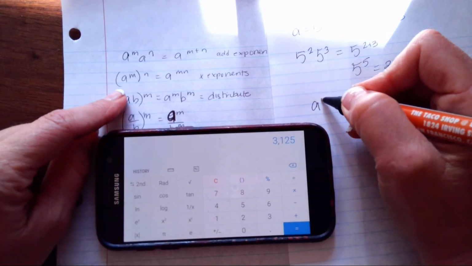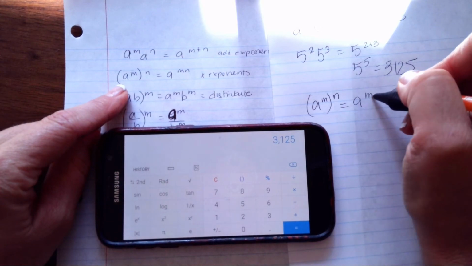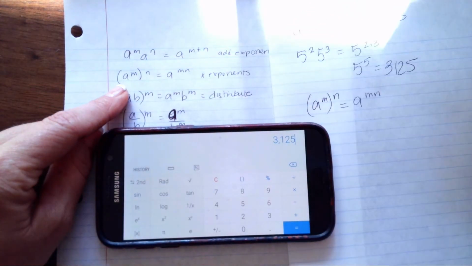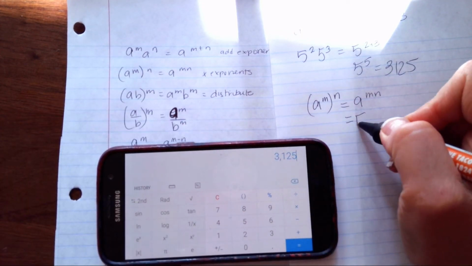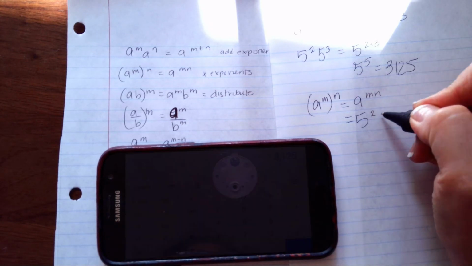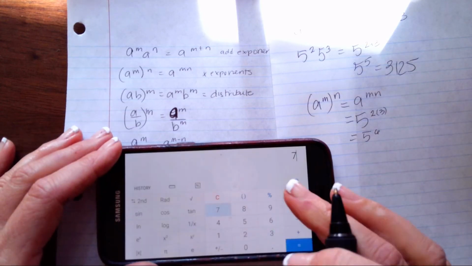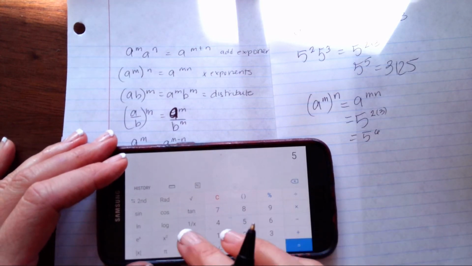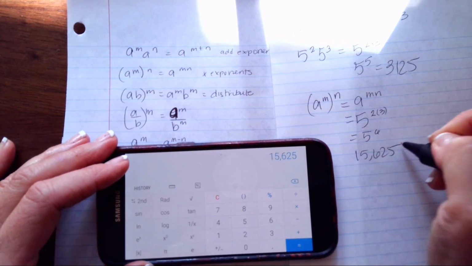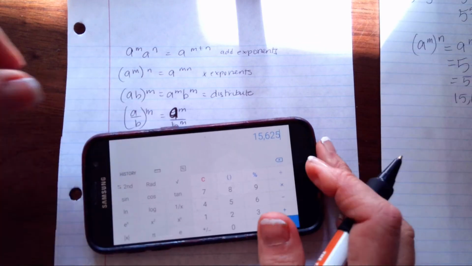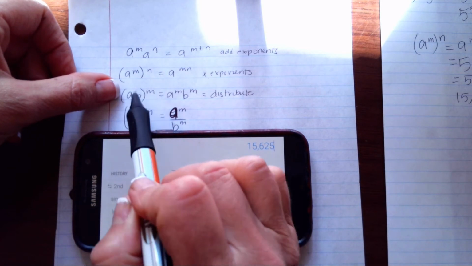A to the m, to the n, you're going to make into a to the m times n, so you're going to multiply the exponents. So we're going to do, base is 5, m is 2 times 3 equals 5 to the sixth power, and we're going to do 5. It is 15,625.